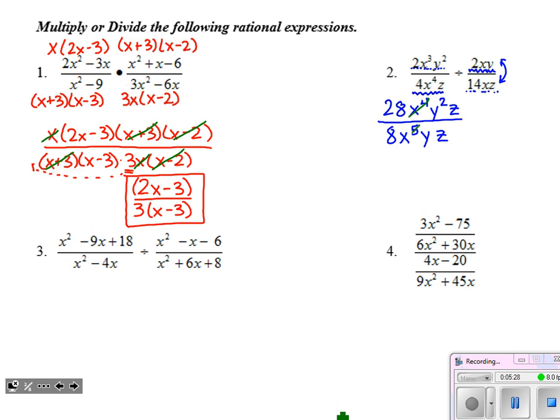Okay, what cancellations do we have? X to the fourth will cancel out every single x in the denominator except for one of them. Likewise with y squared, that will cancel out the y in the denominator, but it will leave one y in the numerator, and both z's will cancel out.